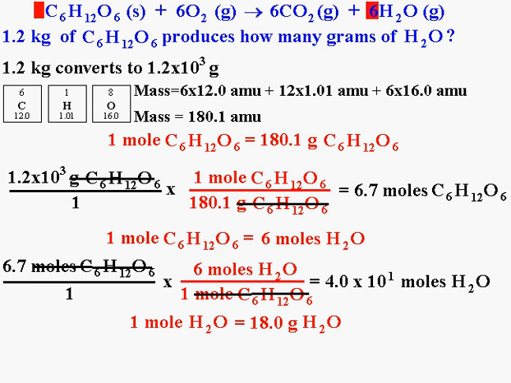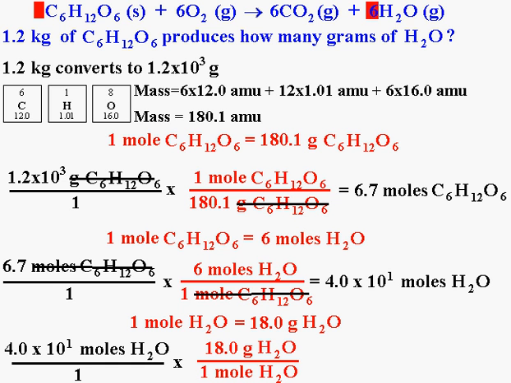So now we can convert. We take the number we know, 40 moles of H2O, we put it over 1. Then we multiply by the conversion relationship. We need moles of H2O on the bottom so that they cancel. And so then when you multiply through, you get your answer, 7.2 times 10 to the 2 grams of water.